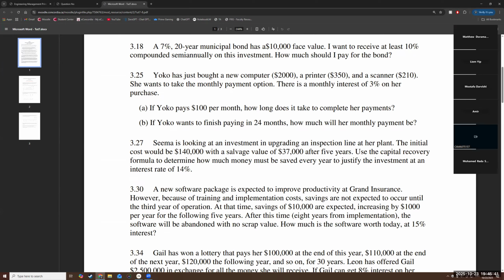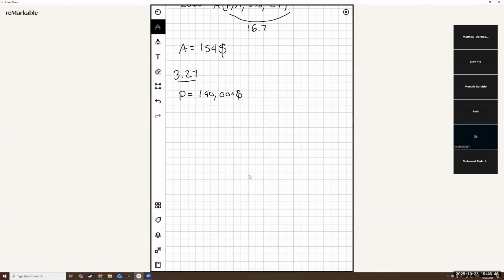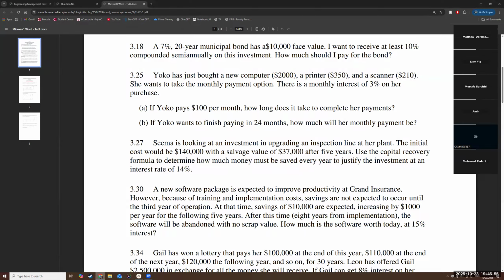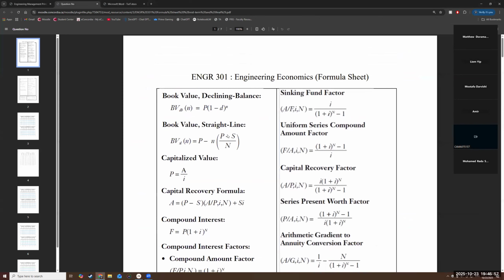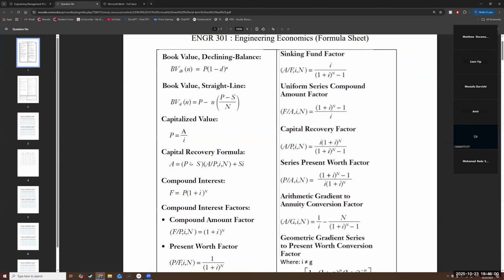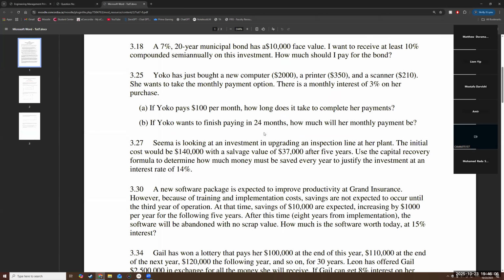So, after 5 years, you receive $37,000. We call that a salvage value. It is in the formula sheet? Yeah, you're right. It's right here. Okay. So forget what I said. You don't need to know it by heart. Okay. It says use the capital recovery formula to determine how much money must be saved every year to justify the investment at an interest rate of 14%.